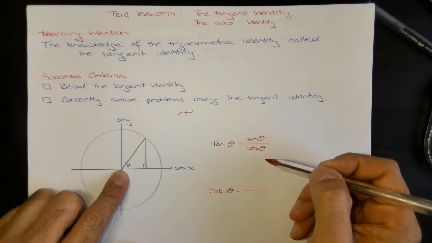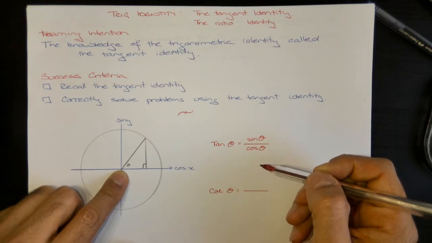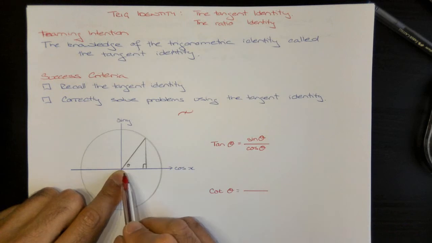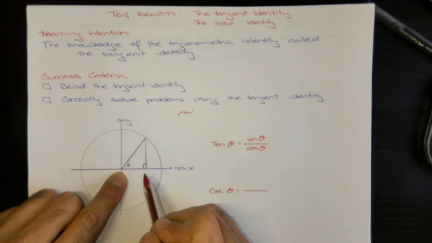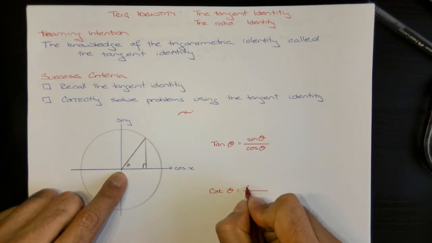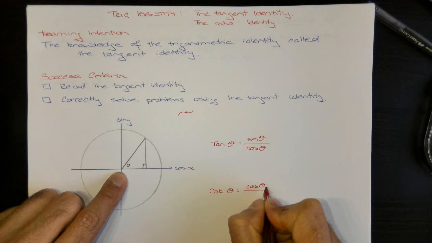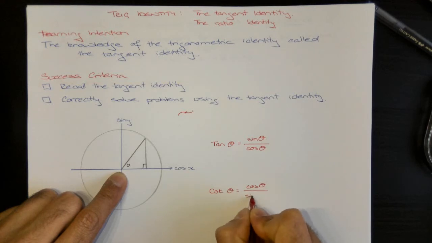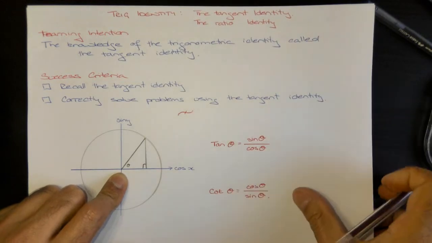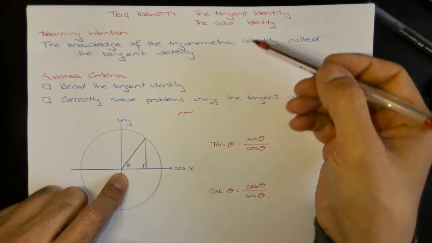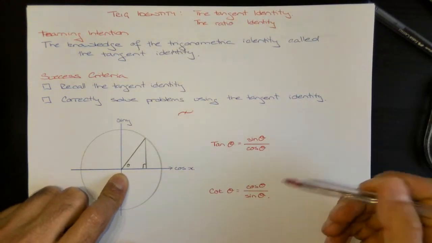And similarly, if we have our reciprocal, so the reciprocal is the opposite way around. So the reciprocal of tan is cot. So cot would be adjacent over opposite. So in this case, it would be cos theta over sine theta. And that's the tangent identity. The reason why it's called ratio is because this is from our ratios of SOHCAHTOA.